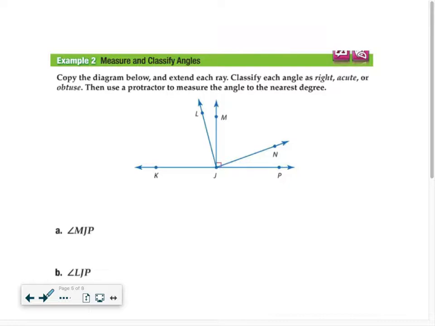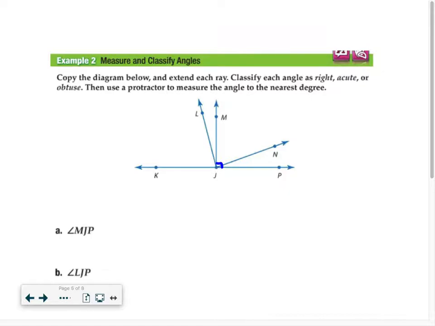So guys, this just wants us to be able to look at it, and we should be able to classify them as right, acute, or obtuse. Remember, right angles have that box, so it looks like there is one right angle there. Maybe that's angle MJP, which is the first one we're looking at.